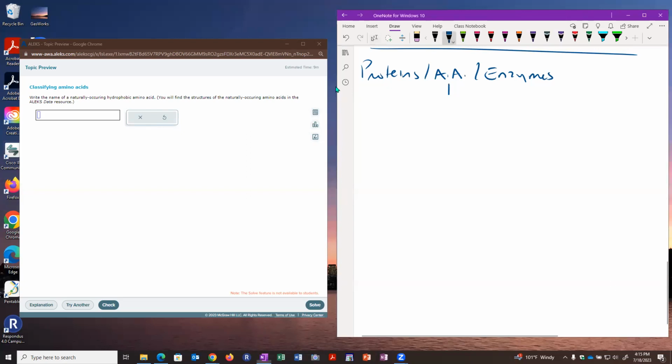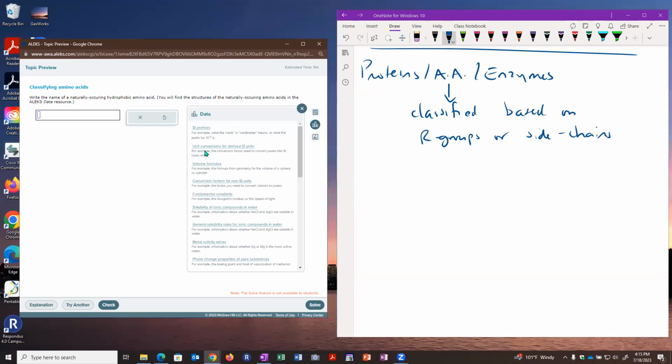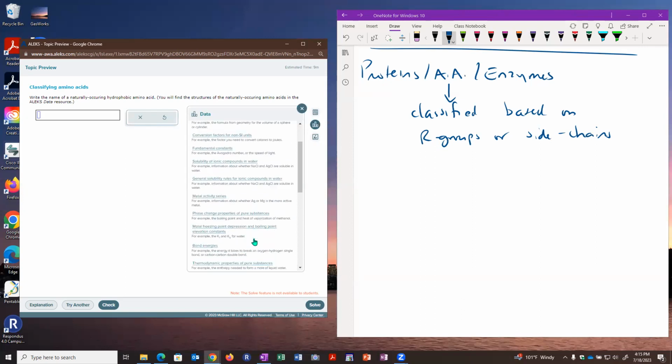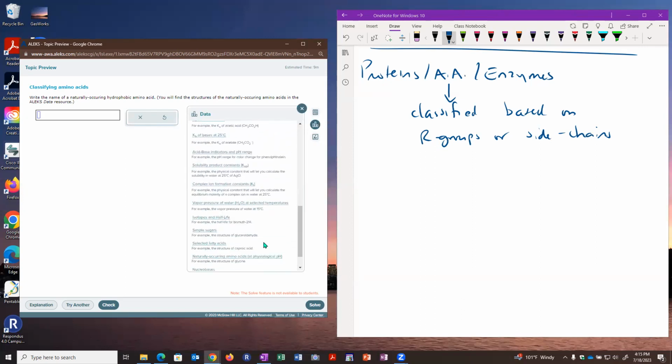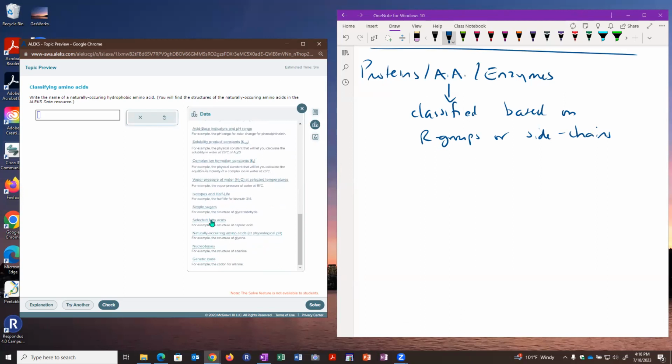All right, so remember, amino acids, AA, are classified based on their R groups. And the R groups are just the side chains that make the amino acids different from each other, right? So if you look at the R group, that tells you a lot about that particular amino acid. You can find it here in the data tab. Let's go down to see if we can find our amino acids. Where are they?